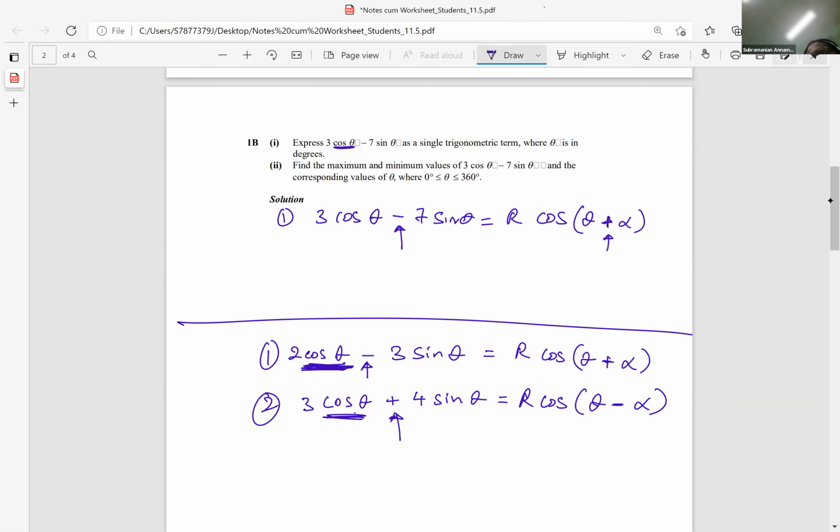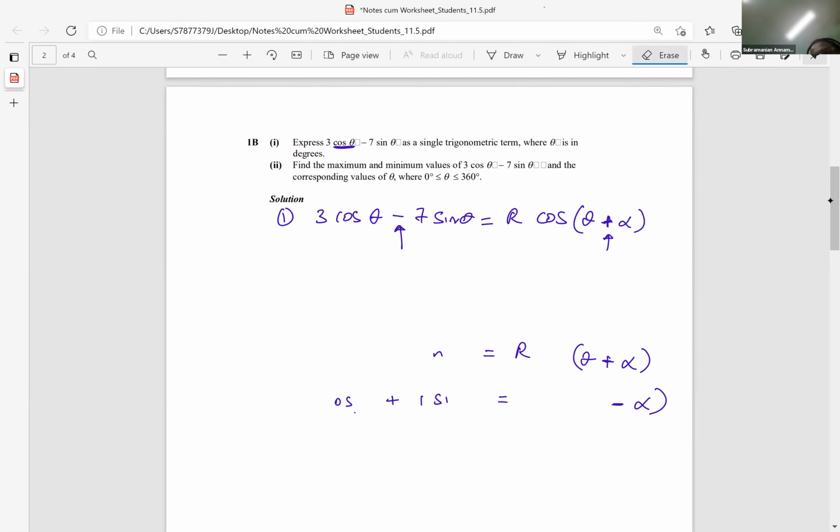Okay, so let's do this quickly. Okay, let me erase this off. How about B? Can we do B quickly? Can you tell me what is R, what is alpha, and so on? So what is your A and B, guys? That's your number 2, right? This is always your B, this is always your A.